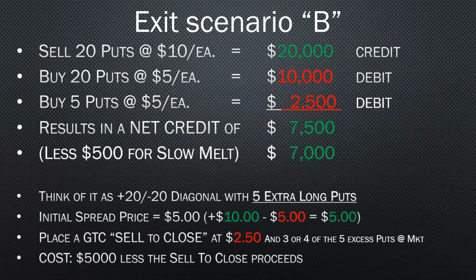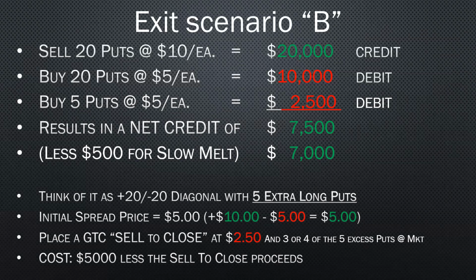Now we're also going to bring in something for however many of those long puts we sell, 3 or 4 or 2 or whatever. And that's hard to determine. It could be any price at the time that we close this trade. So it may be $2 for each one of them. It may be 75 cents. It's hard to determine what the value of those excess long puts would be.